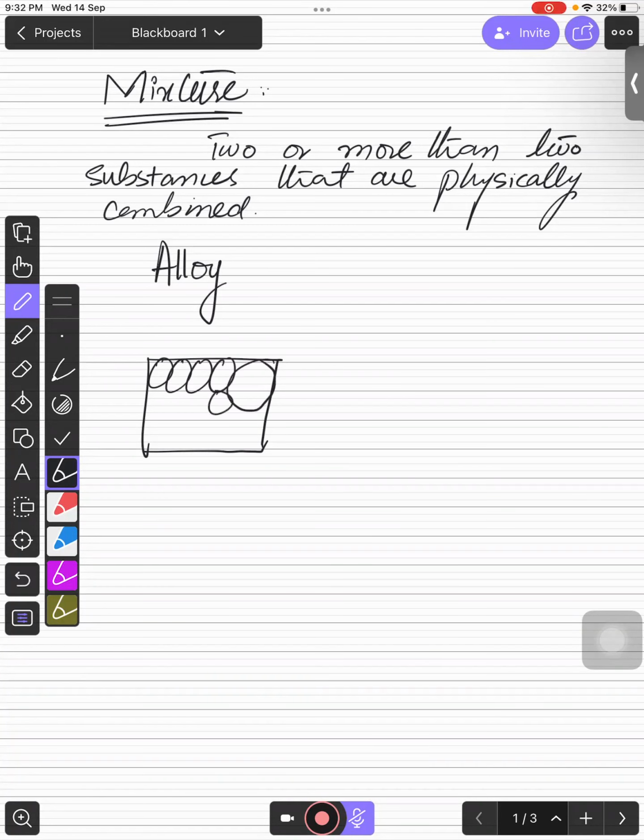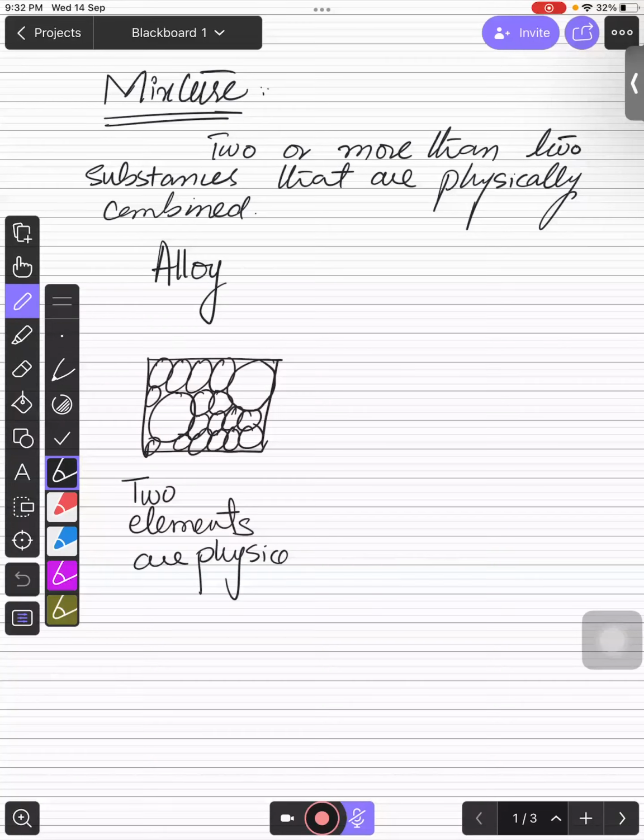You can see this. This is the combination of two different size of atoms. This is actually showing you the presence of two different elements over there. This is the structure of alloy, right? So you can see this. This is actually the mixture of elements. You can see these two elements are mixing over here. Two elements are physically joined. So you can see this mixture can be made by two elements, right?